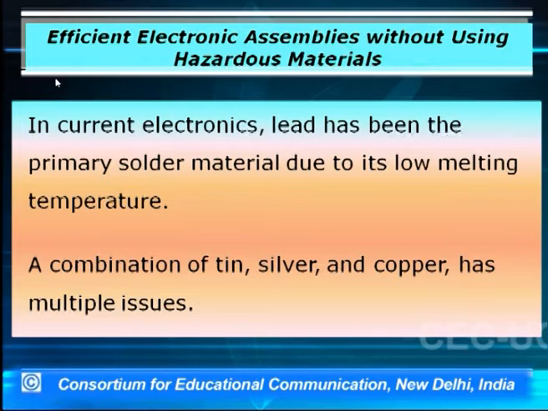So therefore, because of the toxicity issues which emerge there, we need substitution of lead based material which can be used as a soldering material. We can also try a combination of tin, silver, copper, because we all know when we combine 2-3 materials, the properties change. And because of tin, the melting point gets lowered, but there are issues of cost, there are issues of fissures and fractures which occur in electronic circuits. So therefore, this combination also would not work.